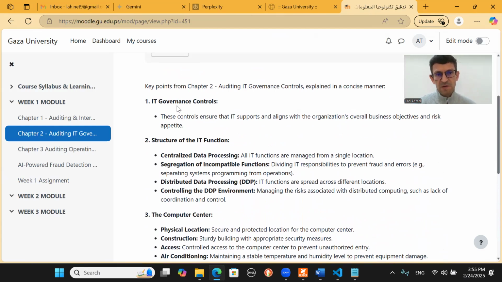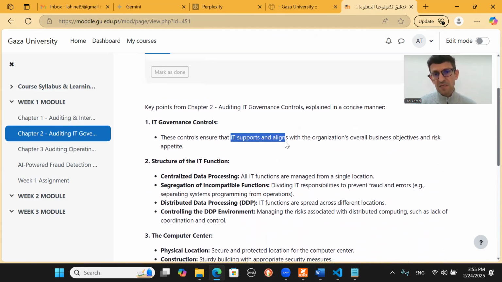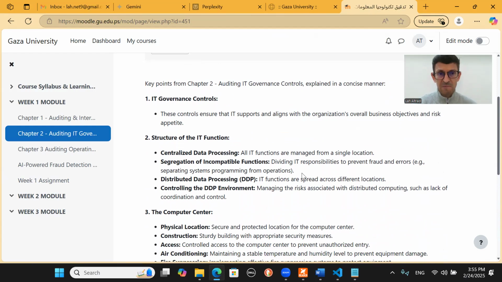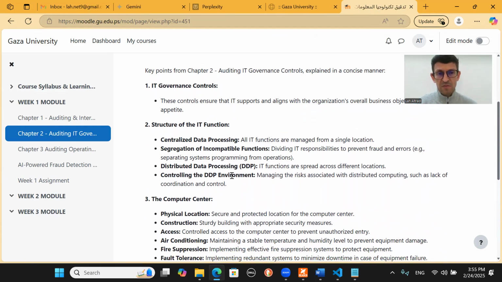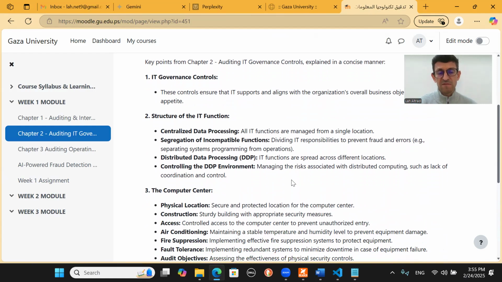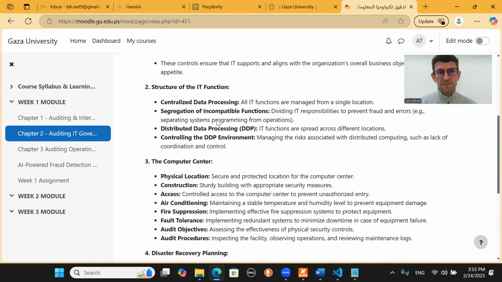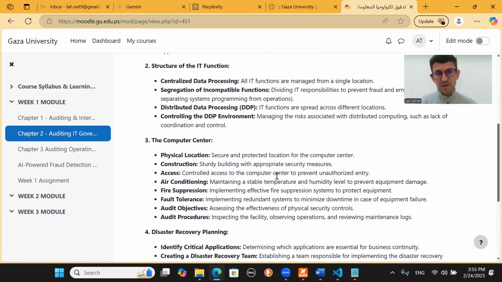So the first one is about IT governance control. These controls ensure that IT supports and aligns with the organization's overall business objectives and risk activities. The second point is about the structure of the IT function. For example, centralized data processing, segregation of incompatible functions, distributed data processing, and controlling the distributed data processing environments. So here's also a quick description about each of those.